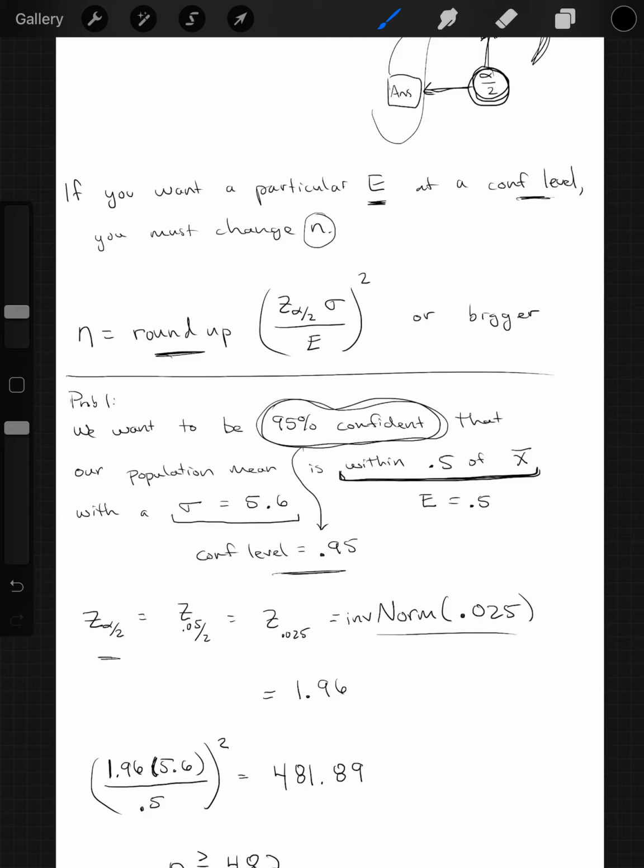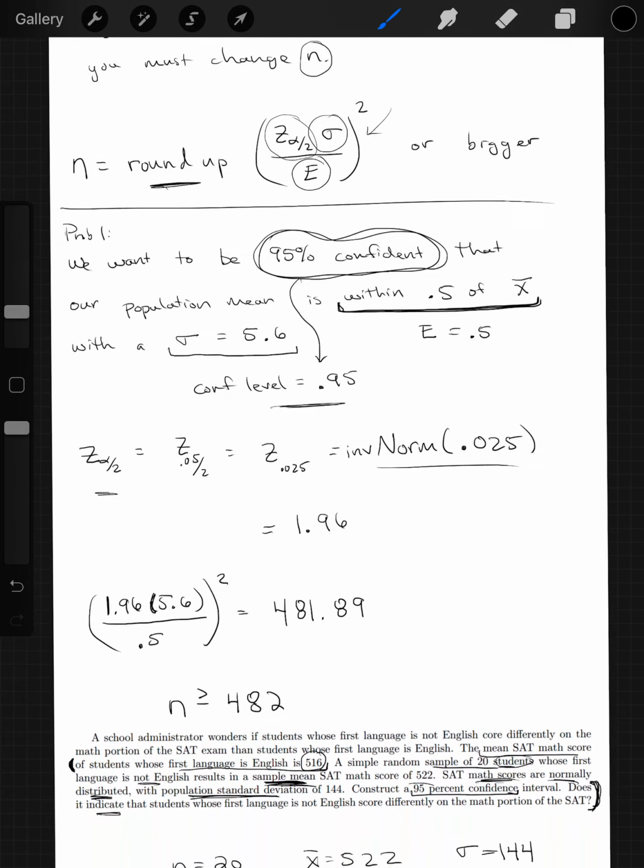We get to decide what n is, because we are taking the sample, right? Remember, little n is always the sample size. We're the ones taking the sample, so we get to decide what it is. And the way that we do that is we take our critical value, which is, again, related to the confidence level. We already know what sigma is. There's a particular E that we want to hit, so we plug them into this formula, and then we round it up. And if we want, we can keep going up, right?